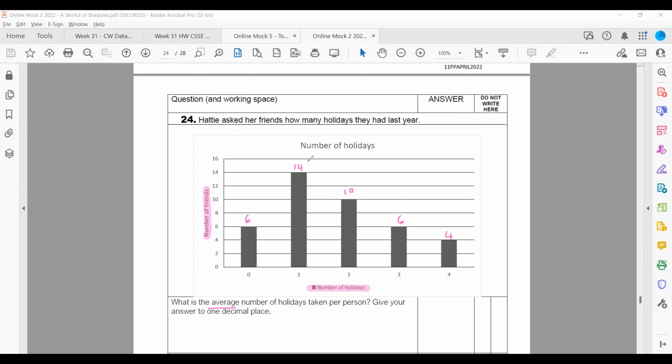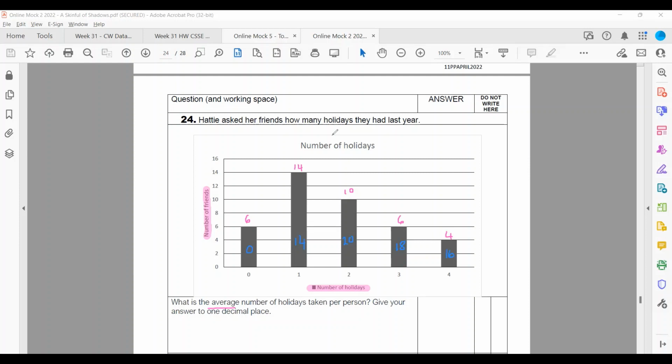So we've got the number of people here at the top, and we're now going to work out how many holidays they had altogether. And we do that by multiplying the number of holidays by the number of friends. So 0 times 6 is 0. 14 times 1 is 14. 10 times 2 is 20. 6 times 3 is 18. And 4 times 4 is 16.